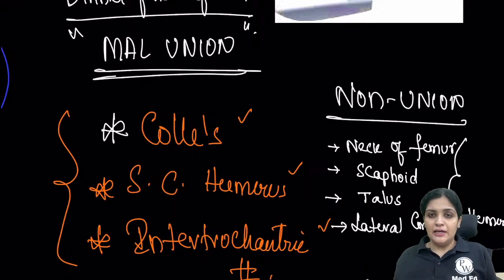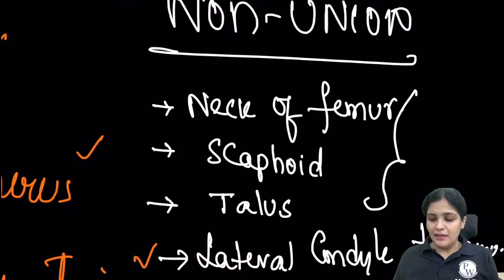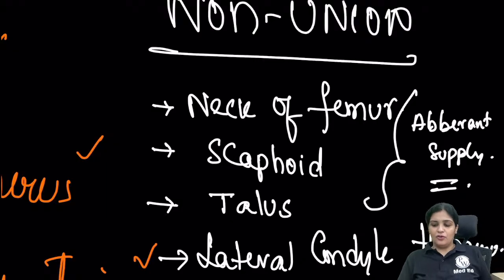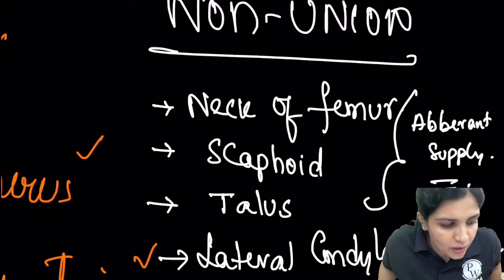What is the most important thing about all these three? Aberrant blood supply, right? So the blood supply is a little different for all these three: the scaphoid, the talus, and the neck of the femur. Hence, they result in non-union.